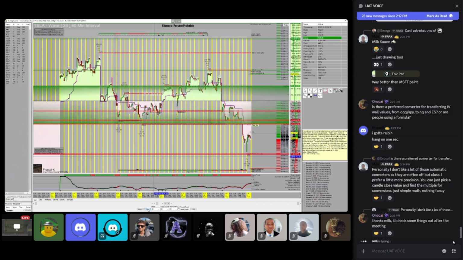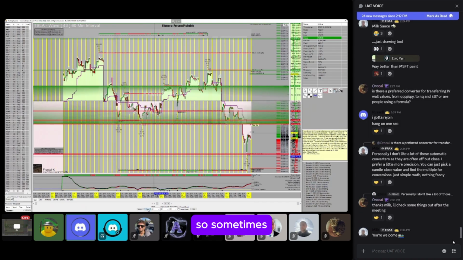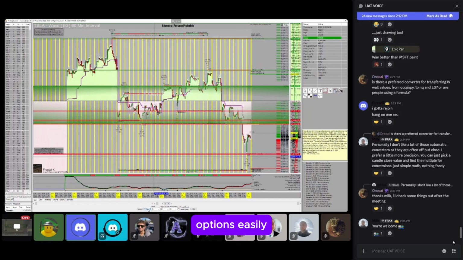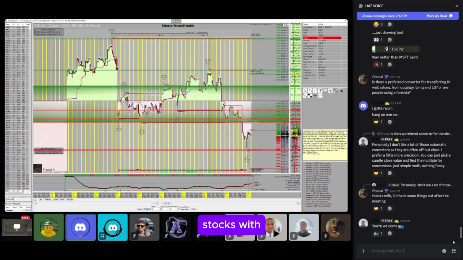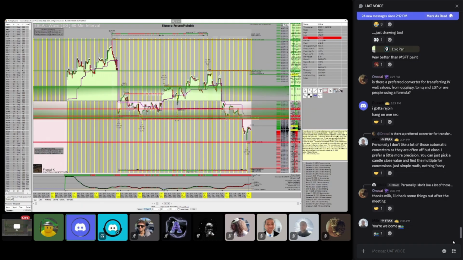And yeah, so sometimes just maybe not trying to be exceptionally greedy, and doing the options easily, or just equities or something, you know, or finding maybe some penny stocks with some potential is better.